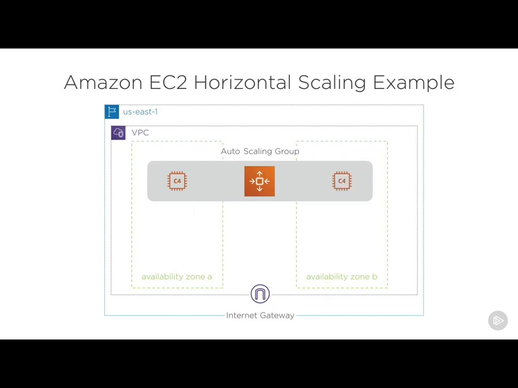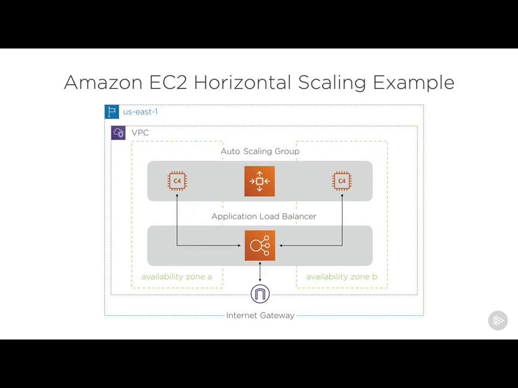Now we want to have users be able to be routed to the server that has the most room to handle their request. And so we're going to have a specific type of ELB called an application load balancer that's going to be between our users and the specific servers that they're going to be accessing. Now it knows how to work effectively with the auto-scaling group. So it knows what instances are healthy and which ones are not.